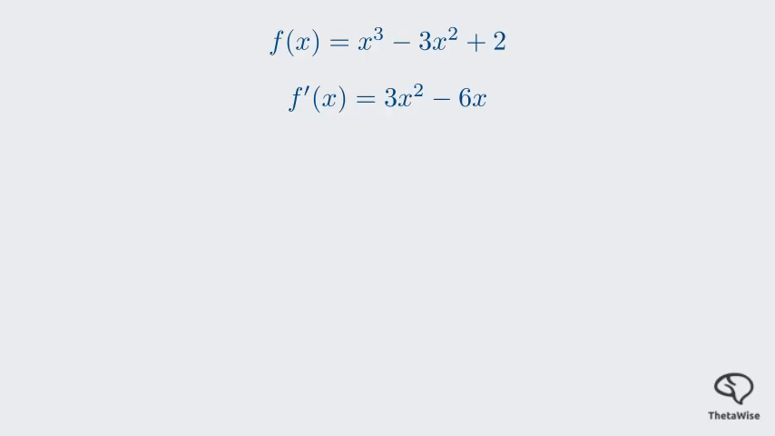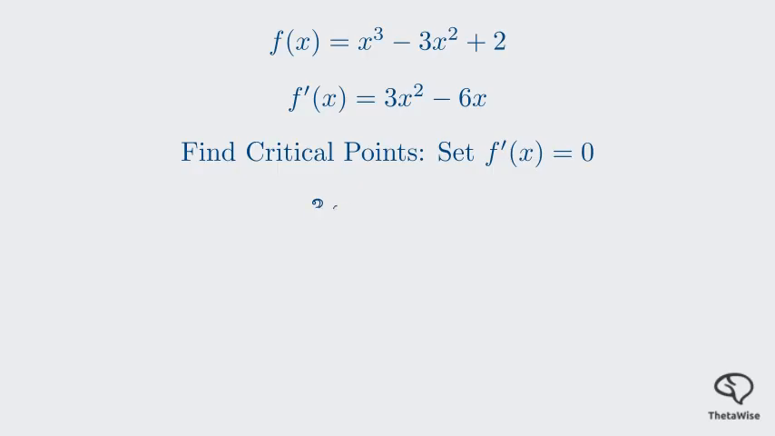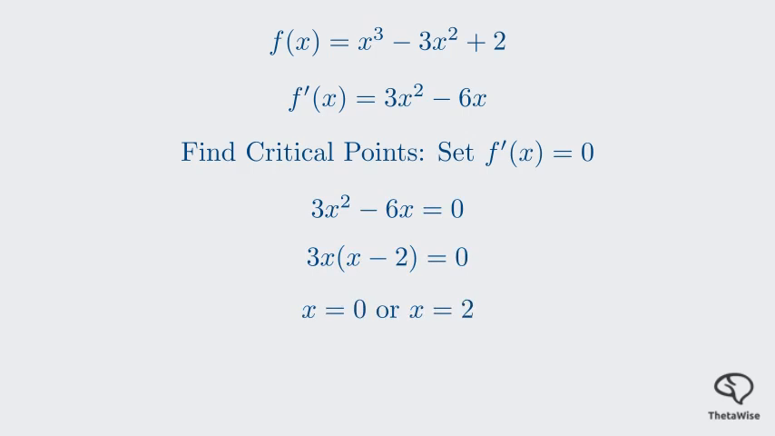So f prime of x equals 3x squared minus 6x. Now let's find the critical points by setting the derivative equal to 0. We set 3x squared minus 6x equal to 0. We can factor out 3x, which gives us 3x times the quantity x minus 2 equals 0. This equation is true if 3x equals 0, which means x equals 0, or if x minus 2 equals 0, which means x equals 2. Our critical points are x equals 0 and x equals 2.